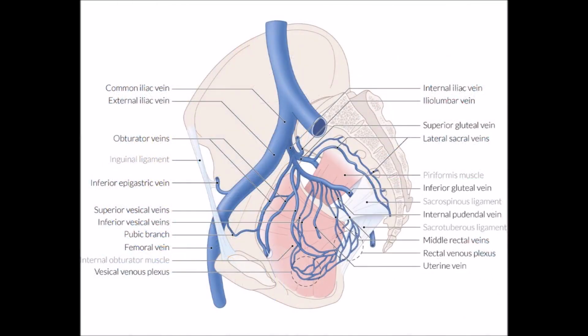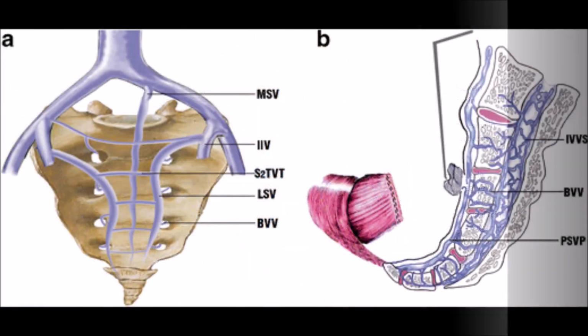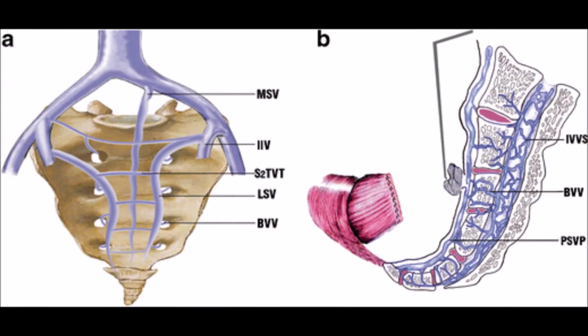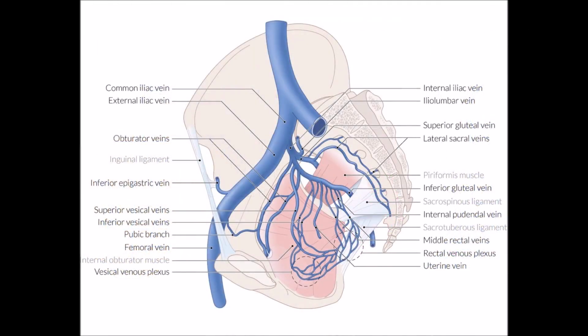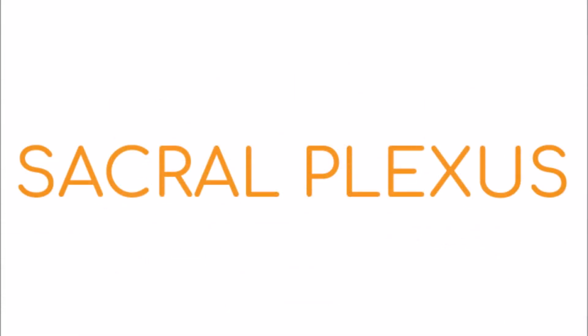Because of these venous plexuses and large veins, there may be severe retroperitoneal hemorrhage resulting from pelvic bone fractures. This is an important point you must remember. Also remember that lateral sacral veins communicate with the vertebral venous plexus. Thus, pelvic carcinomas may spread to vertebral regions. Most importantly, remember that the pelvic veins have no valves. Now let's talk about the sacral plexus.